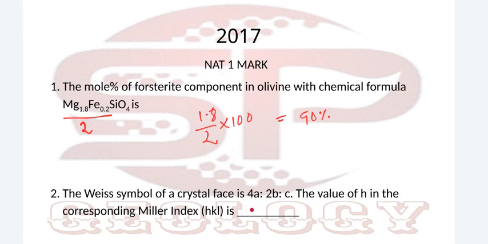The Weiss symbol of a crystal face is 4A, 2B, C. The value of h in the corresponding Miller indices. So Weiss symbol 4, 2, 1 means Miller indices will be 1 by 4, 1 by 2, 1 by 1. You can take the LCM. It will be 1, 2, 4. So the h place will be 1.